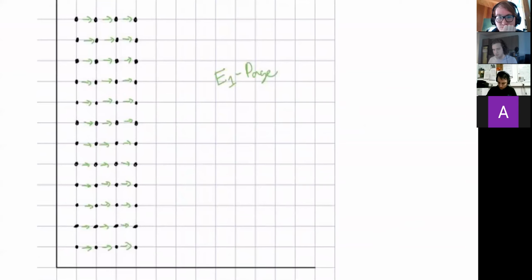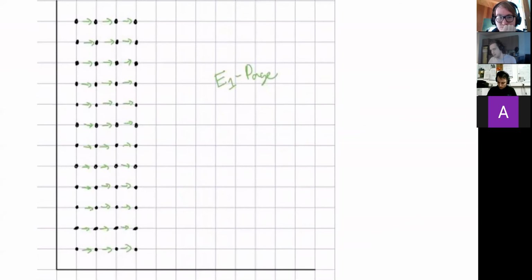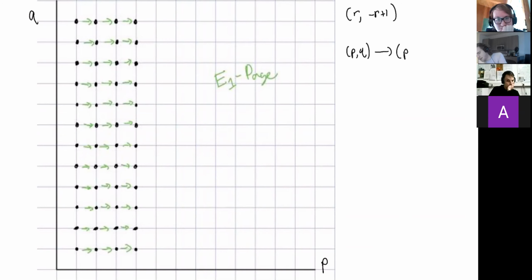So this is what the E1 page looks like. Very boring, not too interesting. You've got your P axis here and your Q axis here. So our spectral sequences are going to be R and negative R plus 1 graded. What that means is that something in (P, Q) is going to get mapped to something in (P plus R, Q minus R plus 1). One important thing to note about this convention is that P plus Q gets sent to P plus Q plus 1. And this ends up being a very natural condition to impose.